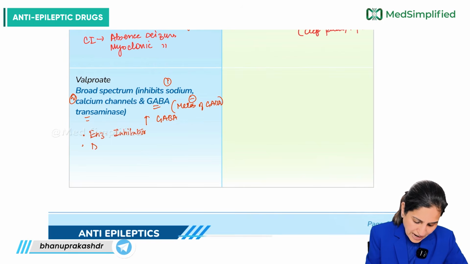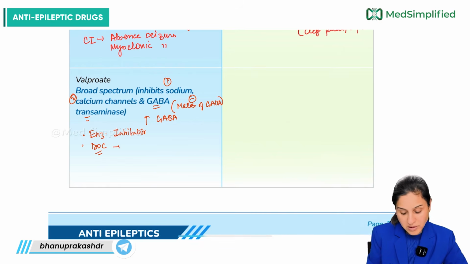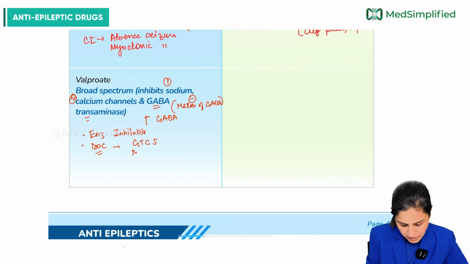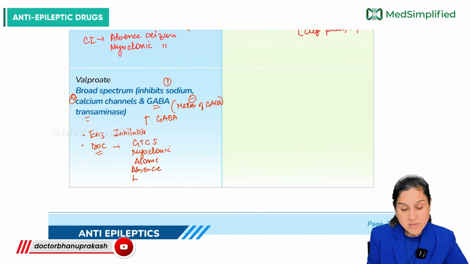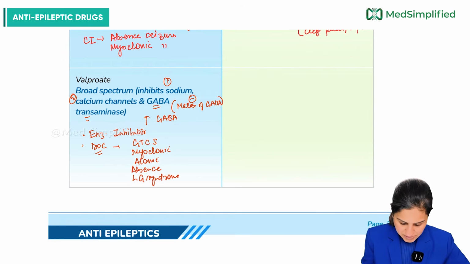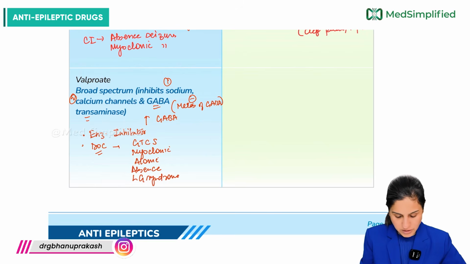Then valproate is a drug of choice for various conditions. For example, in generalized tonic-clonic seizures, myoclonic seizures, atonic seizures, absence seizures, and Lennox-Gastaut syndrome. It's a mixture of many seizures. It's a resistant type of epilepsy, right? So these are the important uses of valproate.